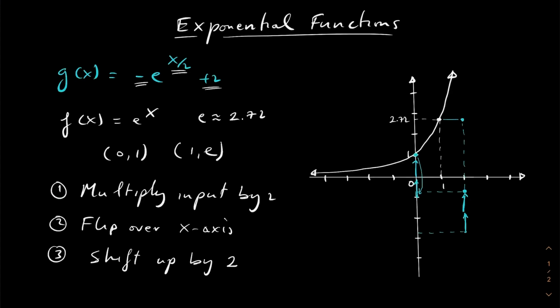With that, let's look at our horizontal asymptote here. Multiplying the input is not going to affect our asymptote. Also, a flip over the x-axis is not going to affect the asymptote either, but a shift up by 2 would move the asymptote up by 2. And so we're going to have that our asymptote becomes the line of equation y equals 2. Finally, all we have to do here is just connect all those points, keeping in mind the general shape of an exponential function and the asymptote. And so what we get here is the draft of the function g of x, and we are done.